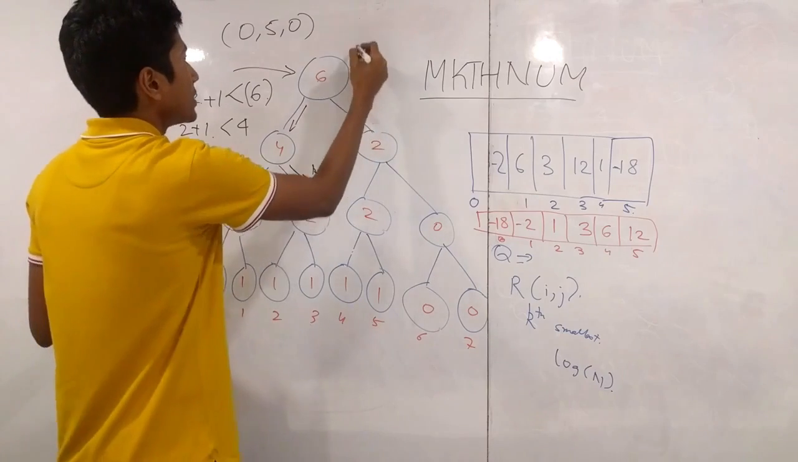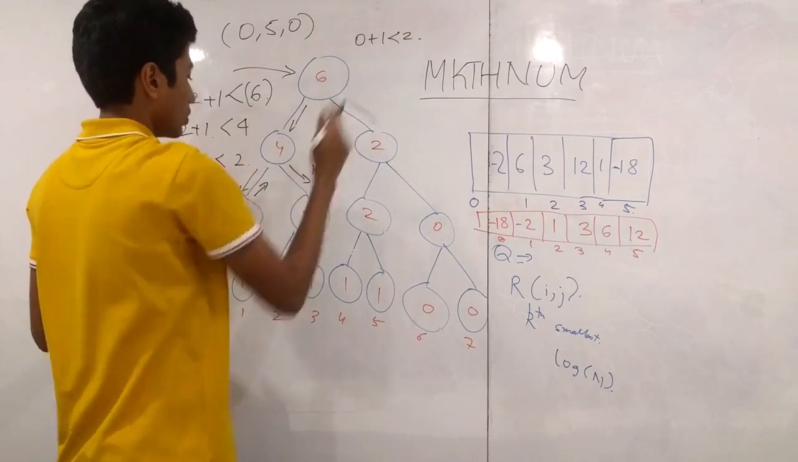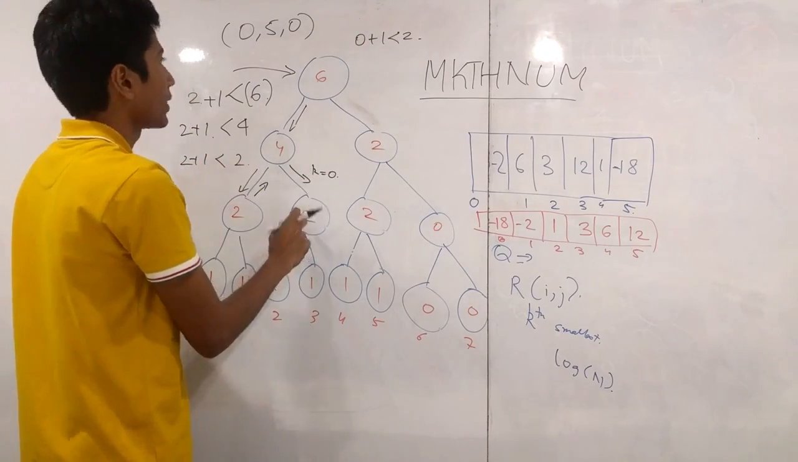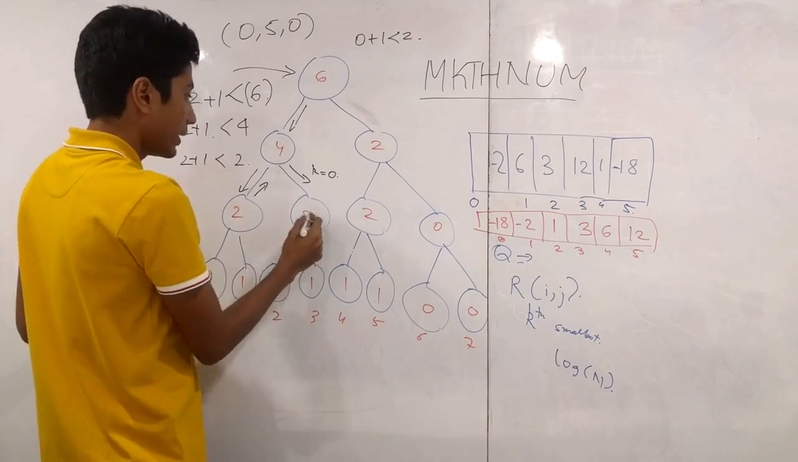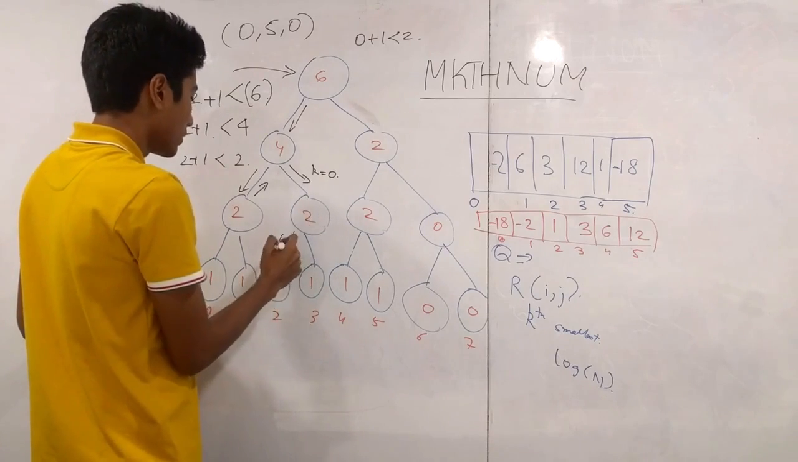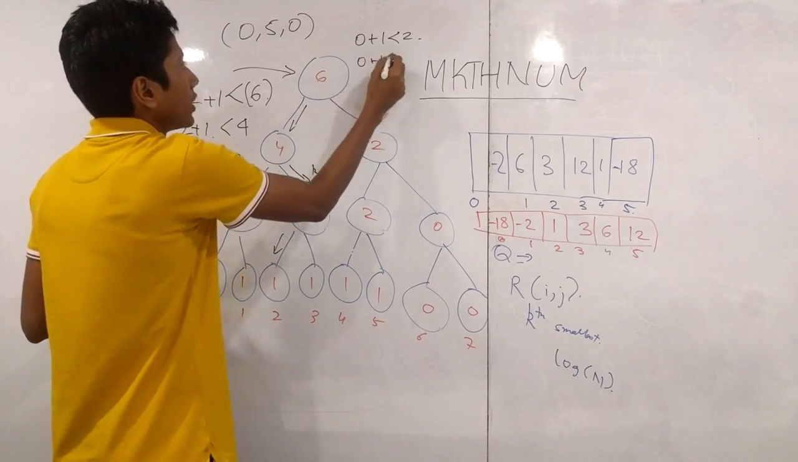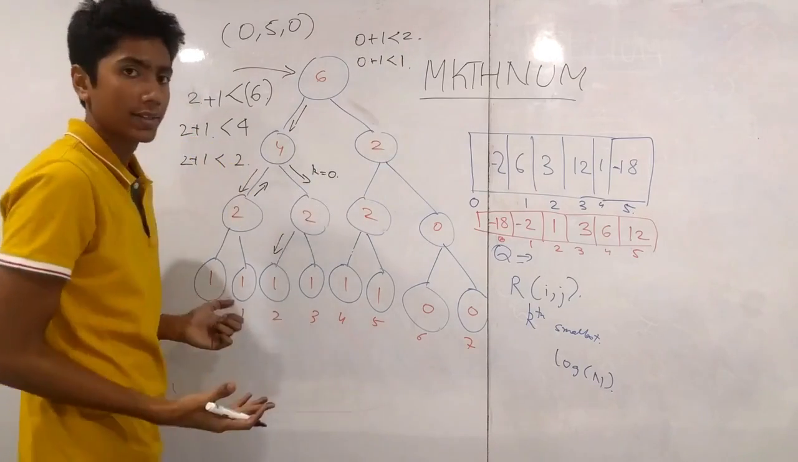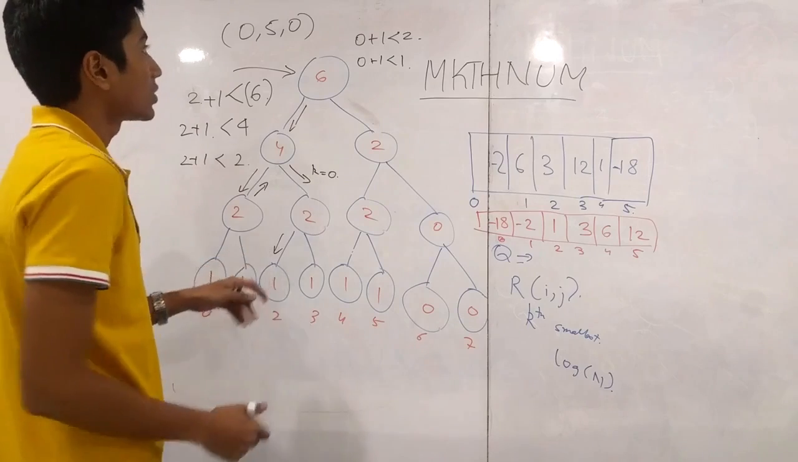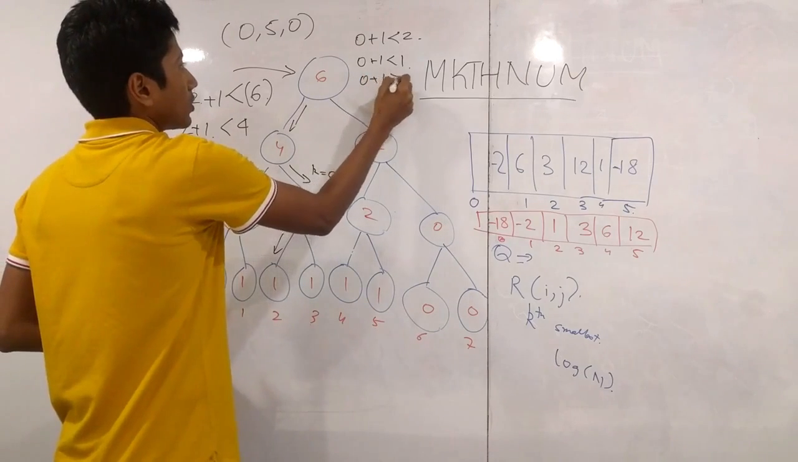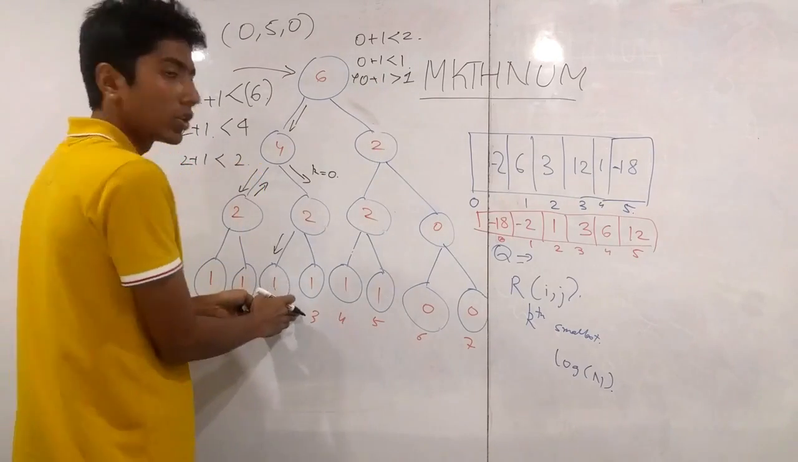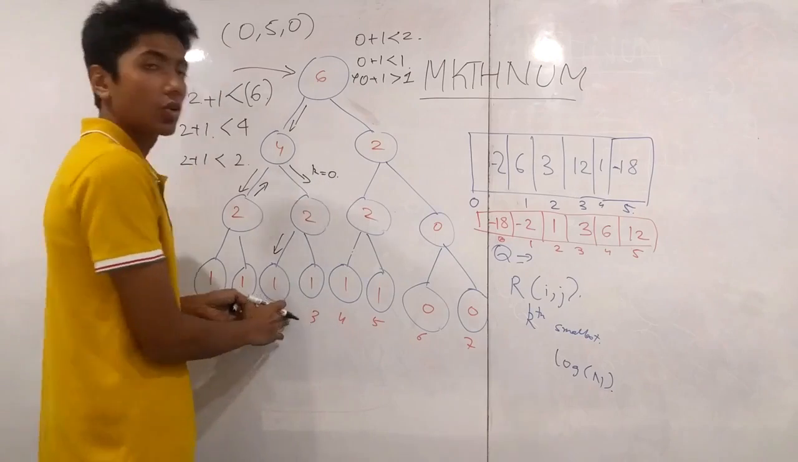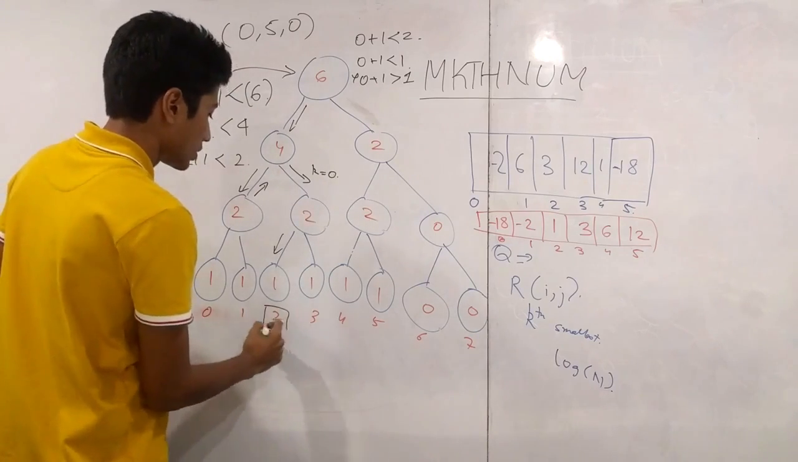Here we check, is 0 plus 1 less than 2? This is the node that we're looking at. So is 0 plus 1 less than 2? No, it isn't. We need to evaluate it. We go on the left first. Is 0 plus 1 less than 1? No, it isn't. In fact, it's not even greater than 1. So it is exactly equal to this node. So this is the node that we're looking at. 2 is the answer for that node.